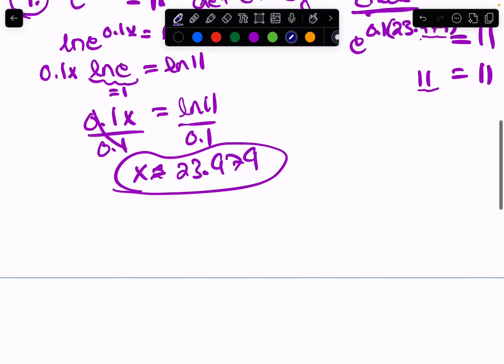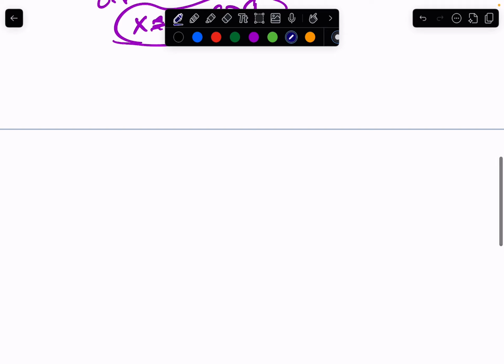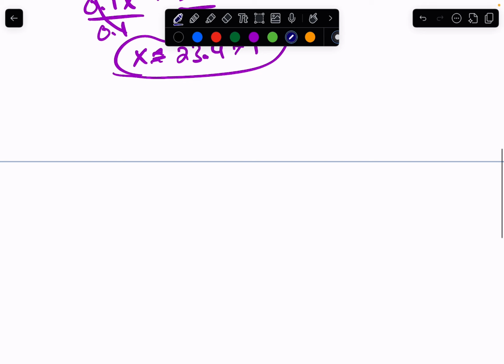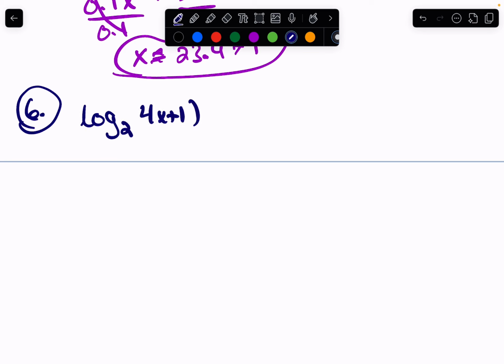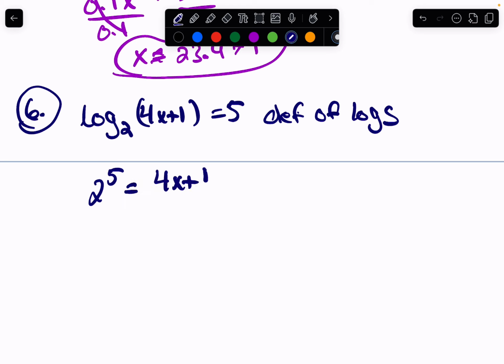Okay, next one is going to be number 6, which is the log with base 2 of 4x plus 1 equals 5. We're going to use the definition of logs with this one since the x is in the argument. So 2 to the power of 5 equals 4x plus 1. 2 to the power of 5 is 32.